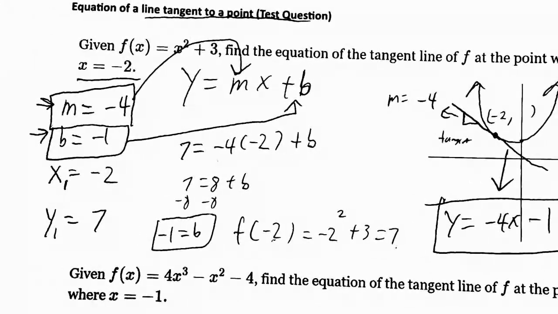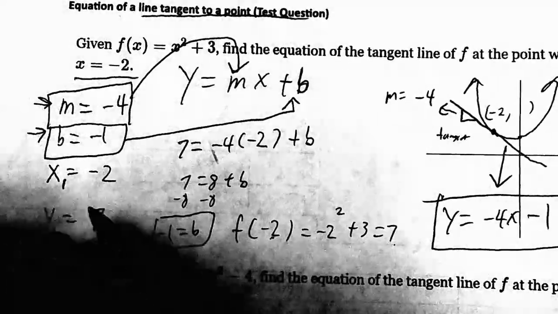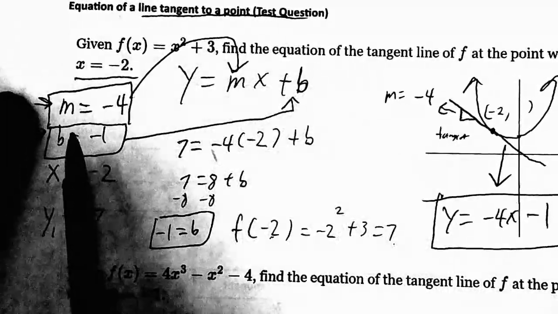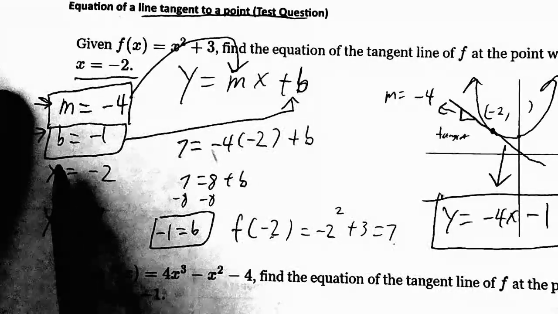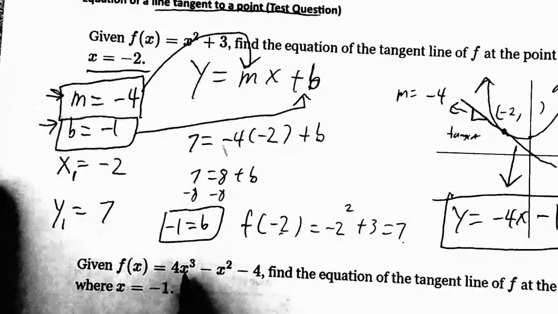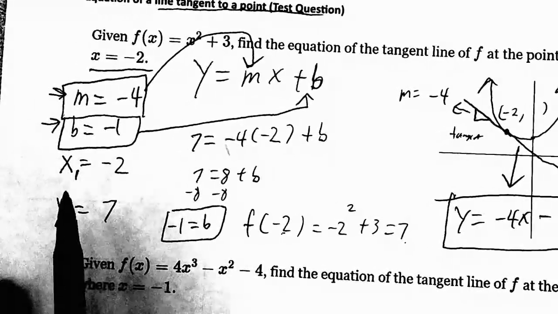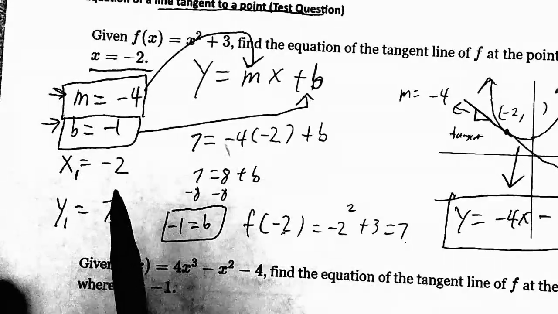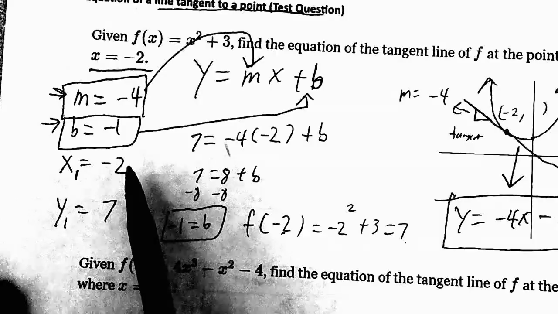So just to recap, the steps are: write down the equation that you're looking for. Note that you're looking for both the slope and the y-intercept. And you need a pair of coordinates to find the y-intercept, the b. So you're given an x, and you're going to put that here.